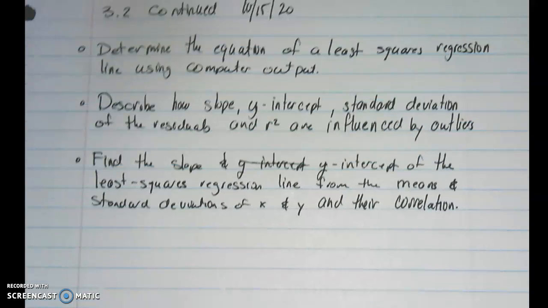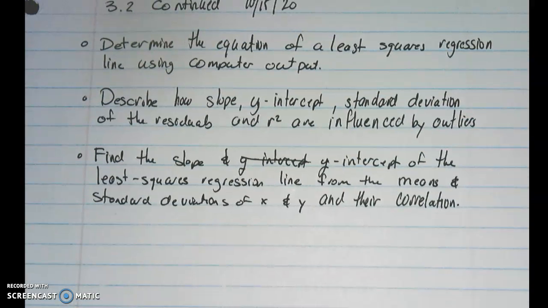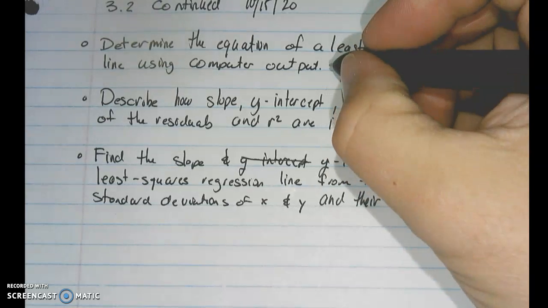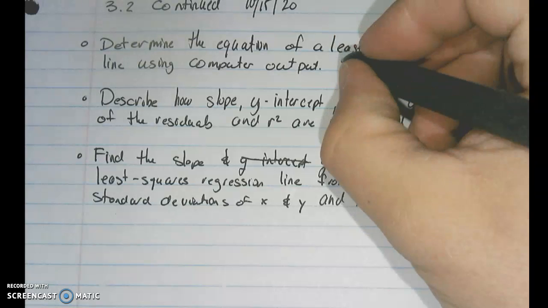All right, so this is the final section of notes that we're going to go over for our chapter 3. We've got 3 things to cover today. We're going to determine the equation of the least squares regression line using computer output. So what they mostly use is something called Minitab.